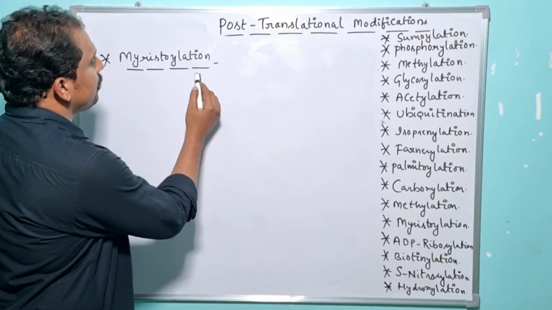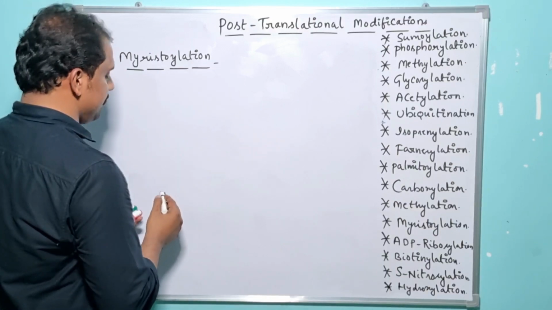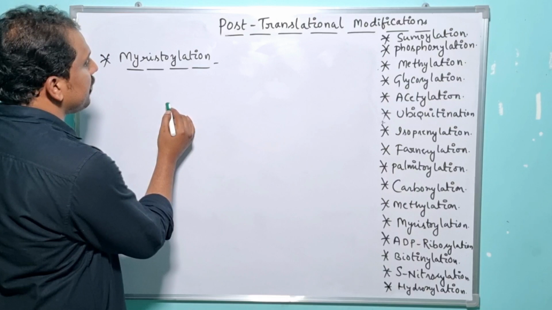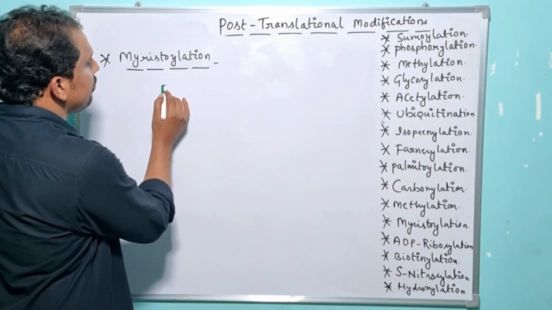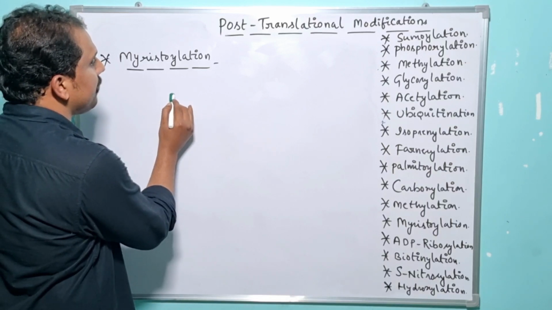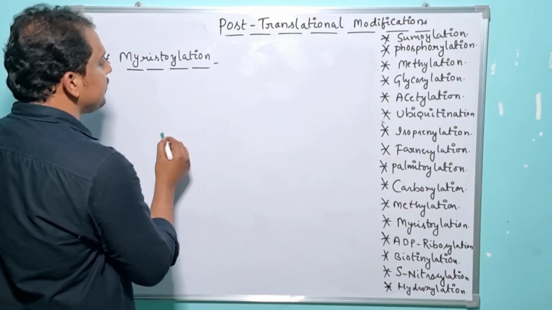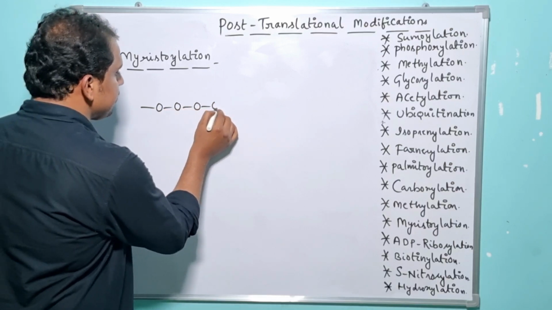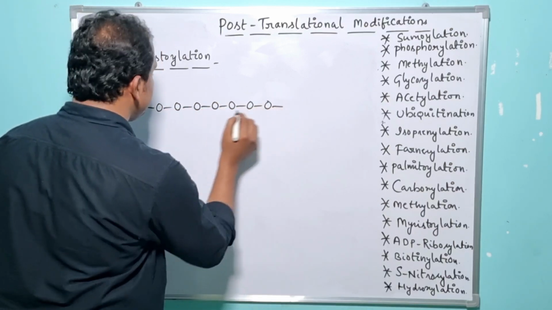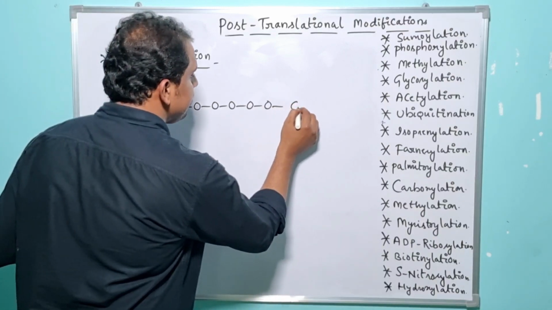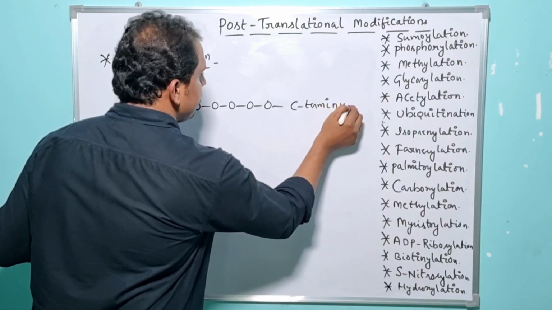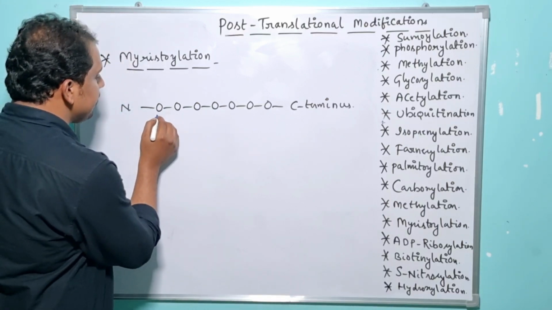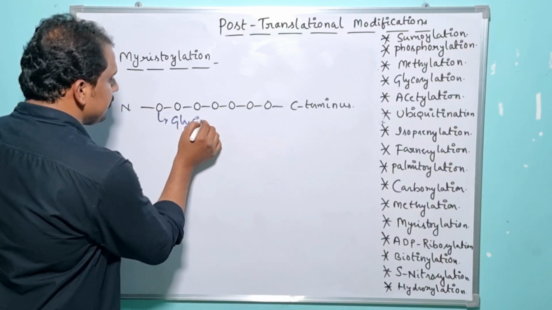The next specialized post-translational modification is nothing but myristoylation. So what exactly happens during myristoylation? During myristoylation, successful recruitment of the myristoyl group takes place. Most commonly the myristoyl group gets successfully recruited to the nascent polypeptide chain which contains the glycine amino acid at its N-terminus. Let us assume we have the nascent polypeptide chain, or the newly synthesized polypeptide chain, which possesses the N-terminus as well as the C-terminus. The myristoyl group gets successfully recruited to the glycine amino acid which is present at the N-terminus.